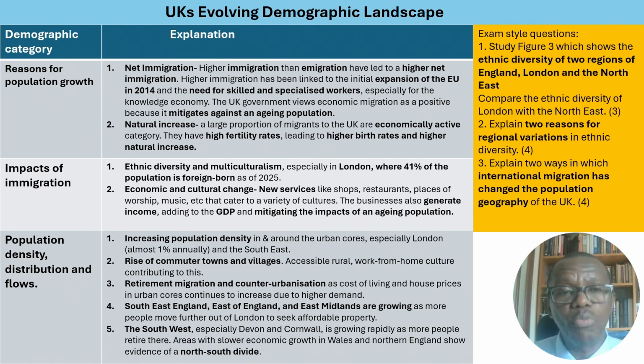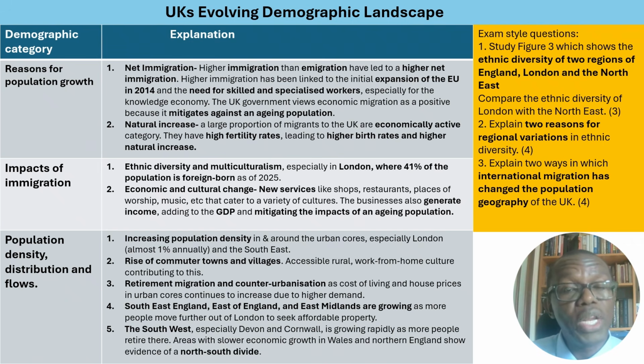The other thing we need to mention here is that the UK government views economic migration as a positive because it mitigates against an aging population. The population of the UK is not growing due to natural increase like it was previously, and as a result, there is an aging population. If there is an aging population, then the number of economically active people is likely to be a lot lower. As a result, the UK government allows for migration to cover those jobs that do not have people to fill them.